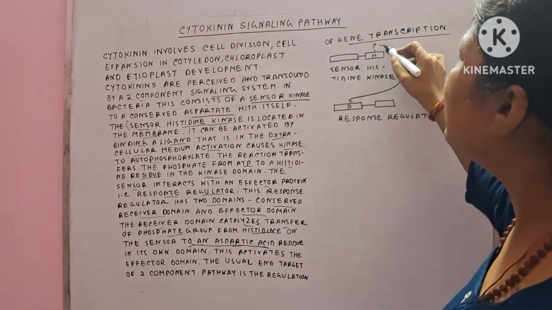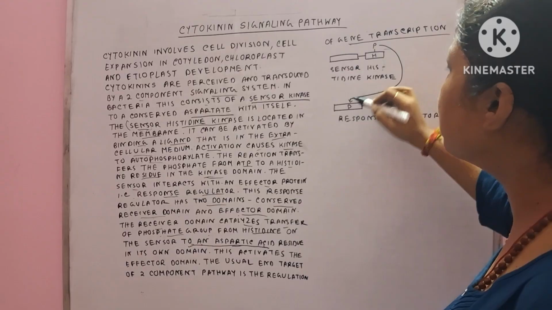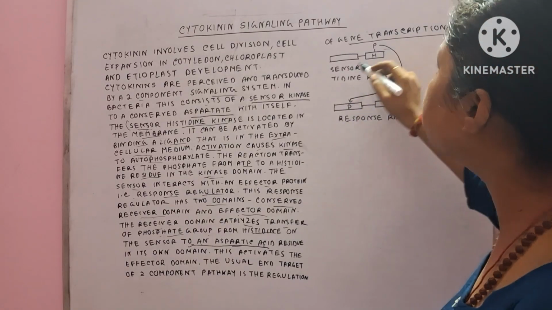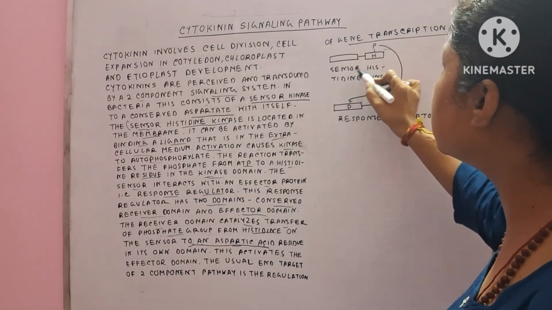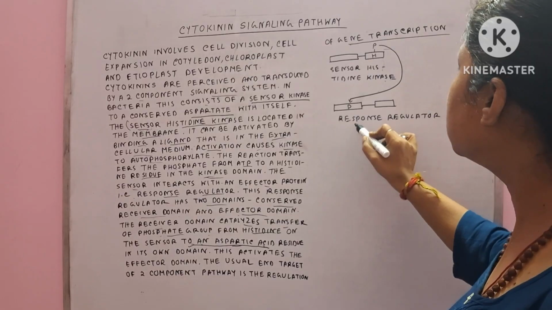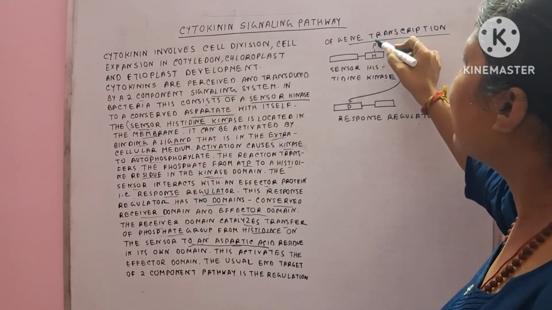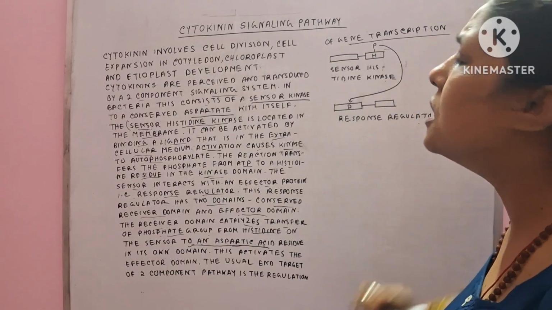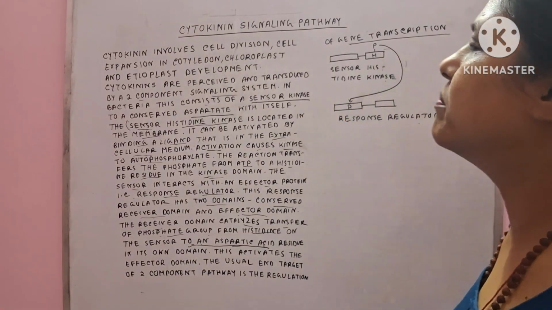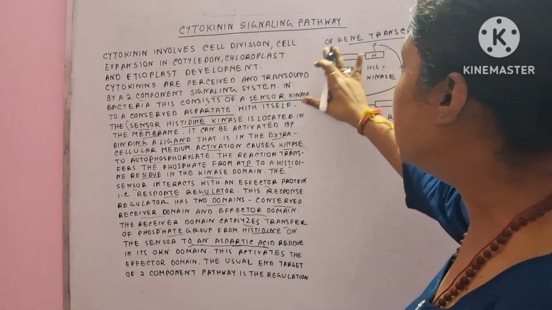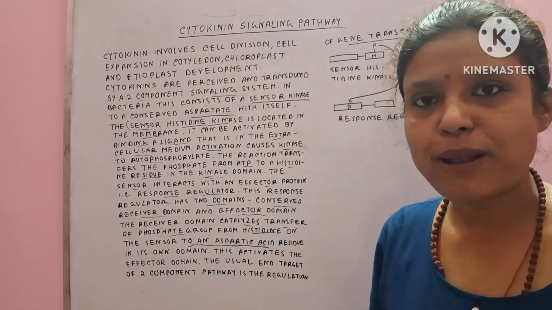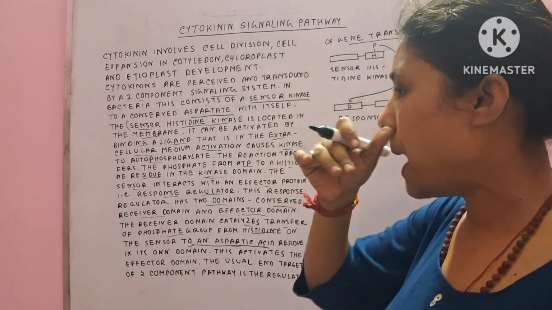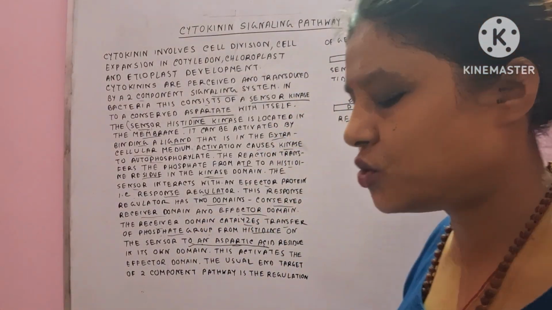And here is a very simple rough diagram: this is the sensor histidine kinase and this is the response regulator, and the phosphate group is transferred from the histidine kinase to this domain. This is a very simple thing, because in the case of the developed plant, how the signaling pathway works, I will also try to explain.